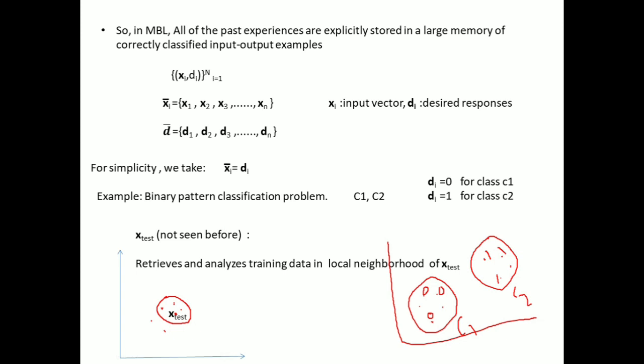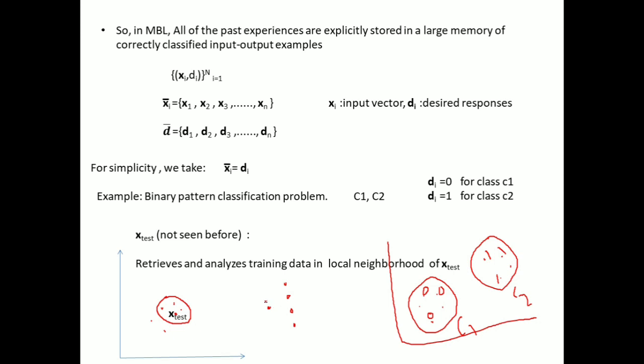Our memory based learning algorithm responds by retrieving and analyzing the training data in the local neighborhood of X test. Let us say this is our X test, which we have not seen before, and these are the other points which we have. Whenever the system encounters X test, it analyzes the training data in the local neighborhood of X test, and assigns to X test the class that these neighboring values have.